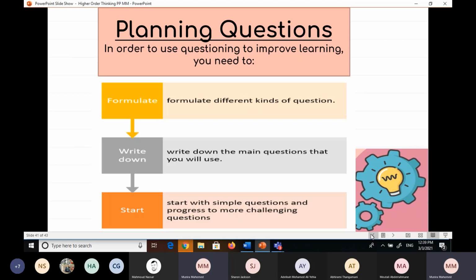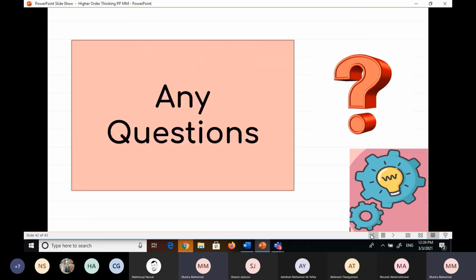Start with the simple questions and then you can progress to more challenging questions. That often helps. It's better understanding, and students can build up to what is being taught.